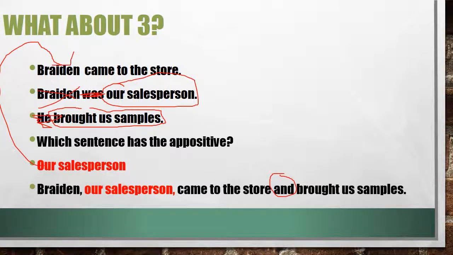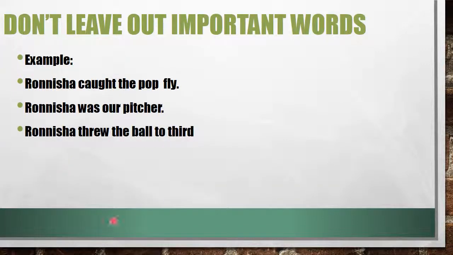The last slide in this very short PowerPoint today is all about not leaving out important words when you go to create a combined sentence. So here's another example, and I want you to work on this one a little bit by yourself. Ronisha caught the pop fly. Ronisha was our pitcher. Ronisha threw the ball to third. Well, the first thing you have to do is figure out which one of these sentences contains your appositive. Which sentence gives you extra words that would describe Ronisha? Write that down.